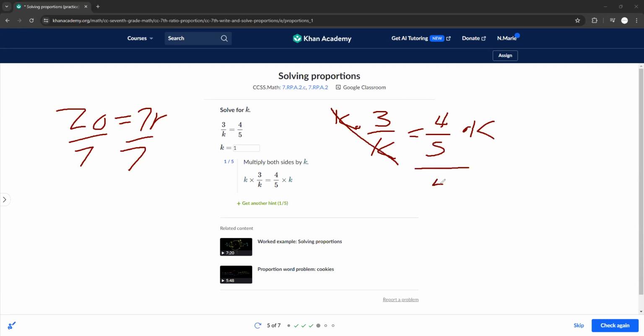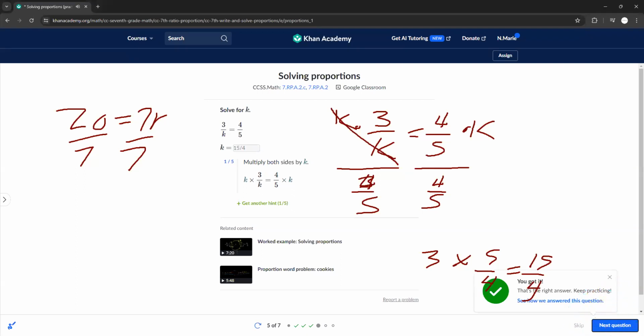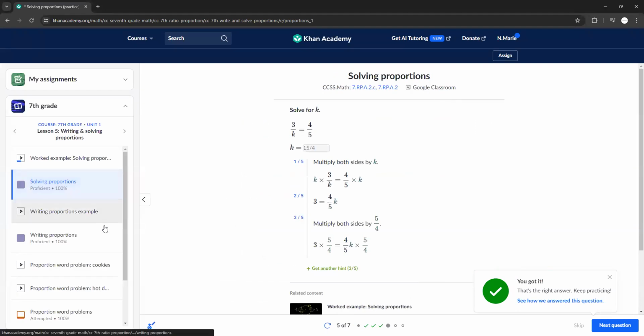And then divide both sides by 4/5. So you have 3 divided by 4/5. So that's 3 times 5 over 4, which is 15 over 4. Which cannot be simplified. So you can do it that way too if you don't want to cross multiply. So they will show you how to do it if you need help.